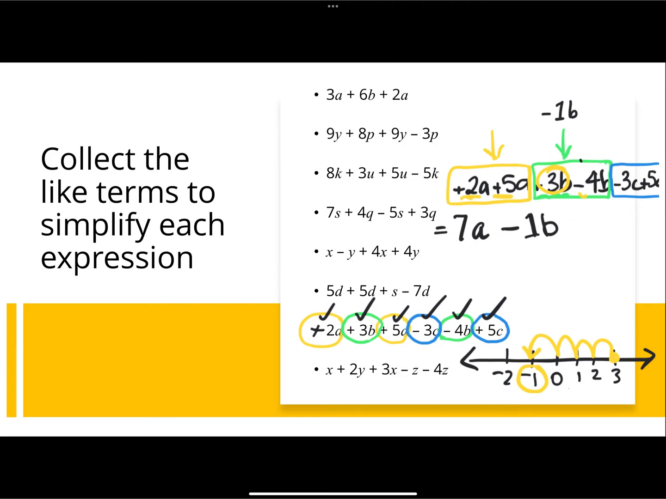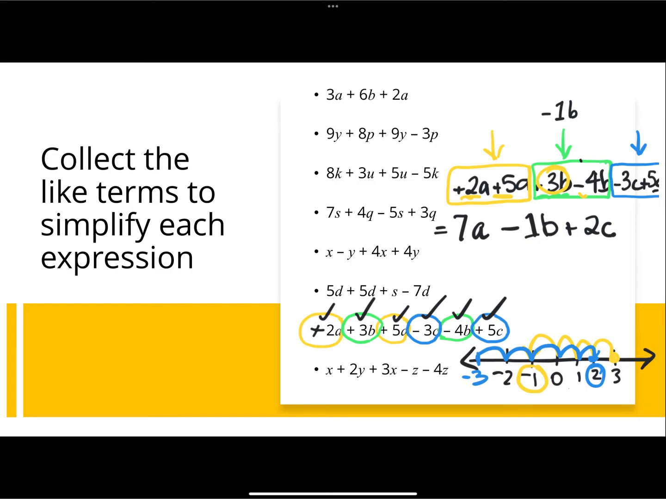Let's have a look at our next one here. That says minus 3c plus 5c. So if I start at minus 3c and I add 5 more on, 1, 2, 3, 4, 5, I'm going to land here at 2. So that's a positive 2c, because remember I'm using c's. So that's really quite good at the moment.